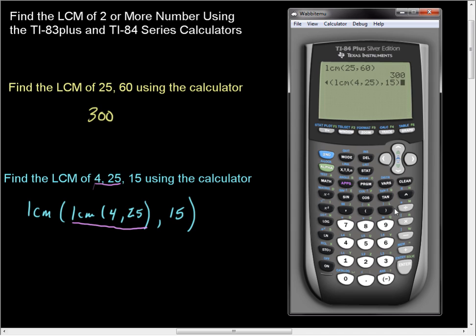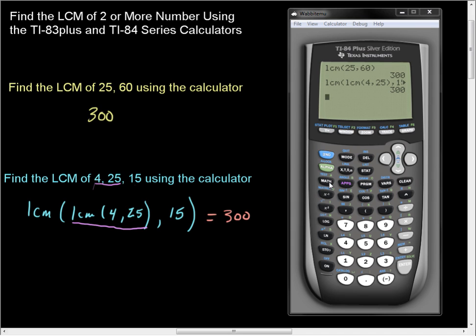Okay, so now we want to find the least common multiple of 4 and 25, then take that answer and plug it into the least common multiple of that and 15. Okay, hit enter. 300. So that's also 300. In other words, when we went 25 and 60, oh look, 4 and 15 make 60. Well, that was pretty good. It's a fun choice of numbers there.